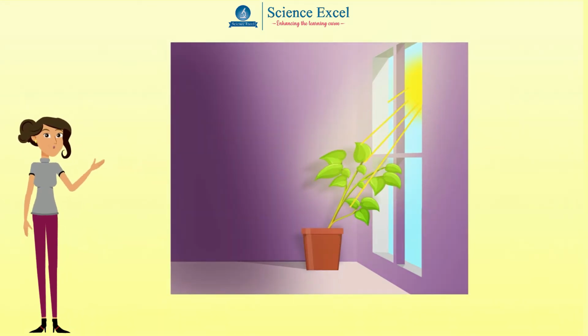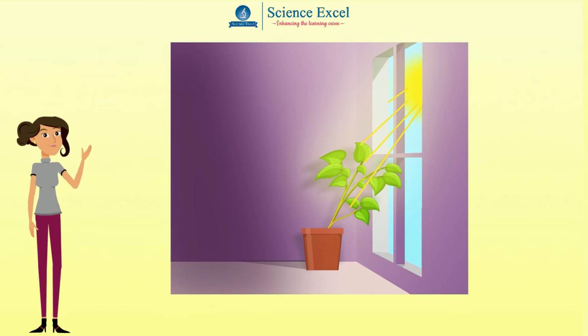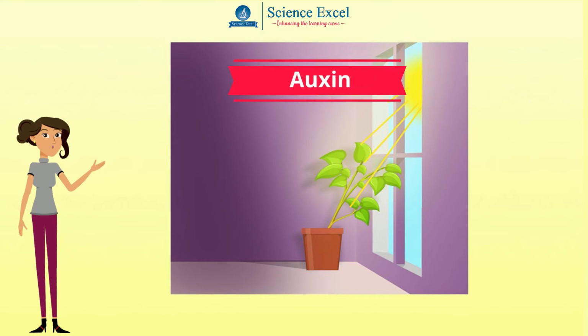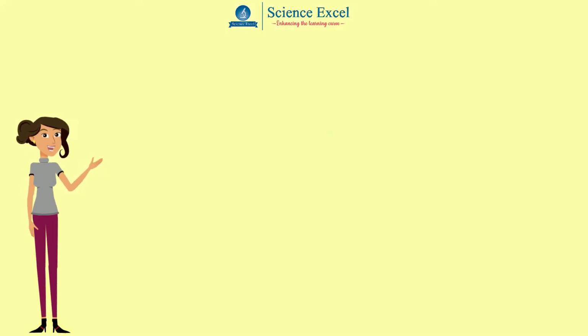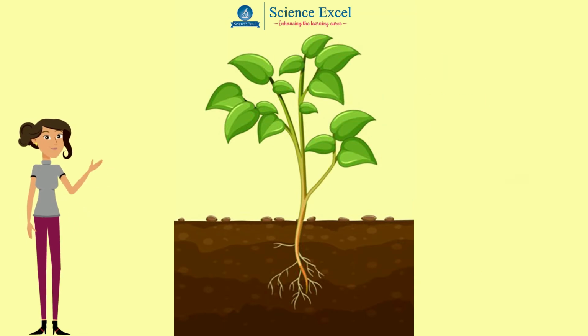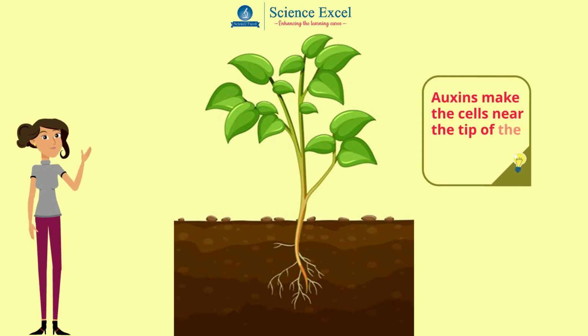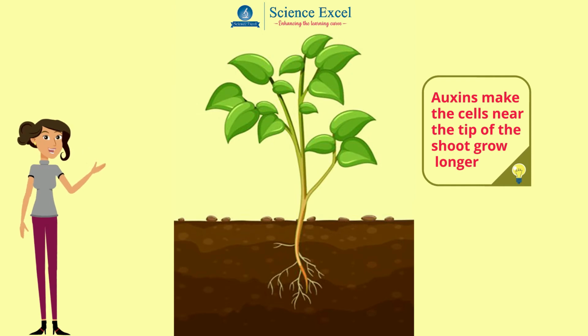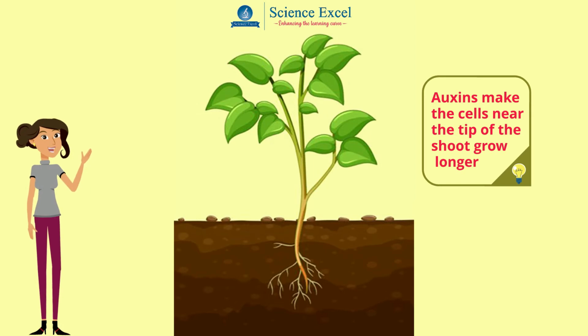This bending of the plant towards light has to do with one of the most important groups of plant hormones that regulate growth and metabolism in plants, called auxin. Auxins are produced at the tip of the stem, root tips, buds, growing leaves, etc. Auxin makes the cells just behind the tip of the shoot get longer. The more the auxin there, the faster they grow. Without auxin, there is no growth.